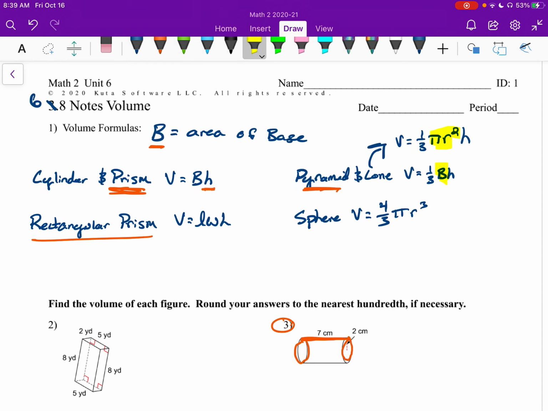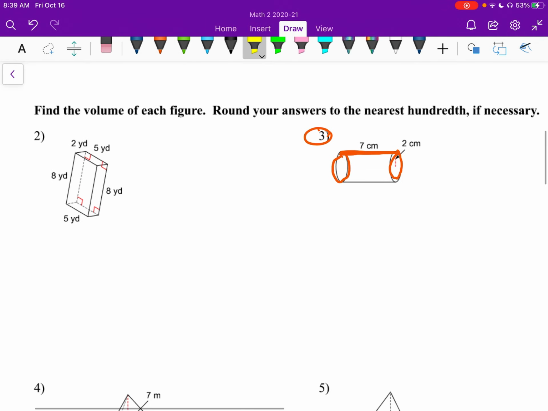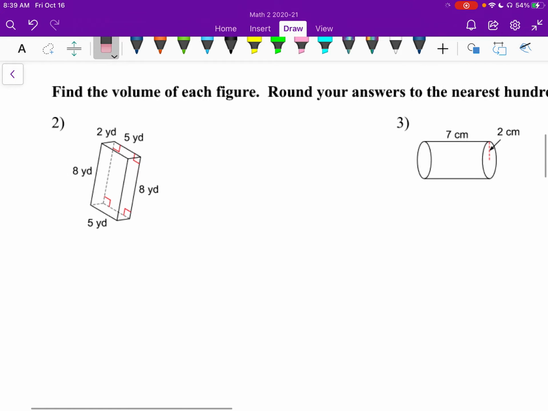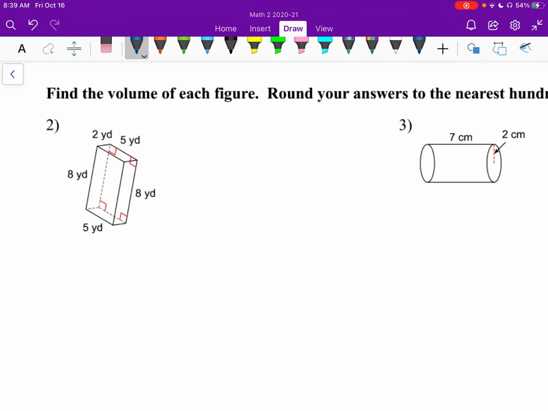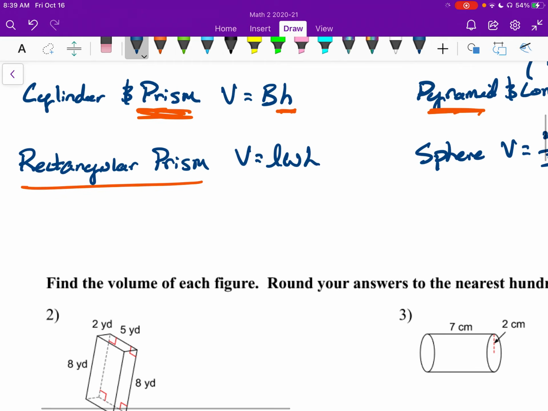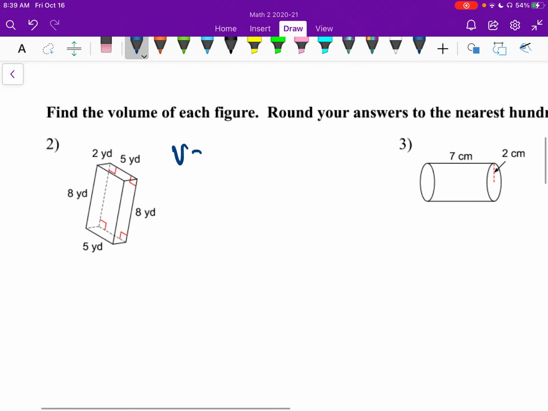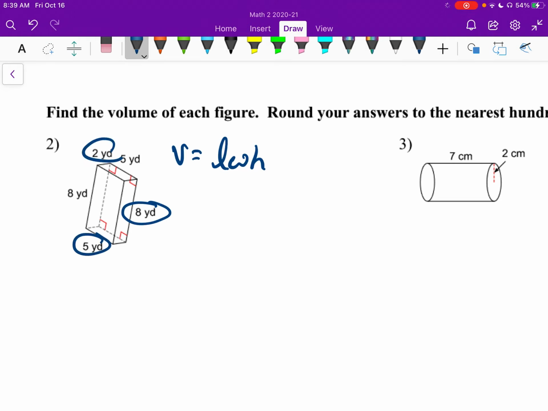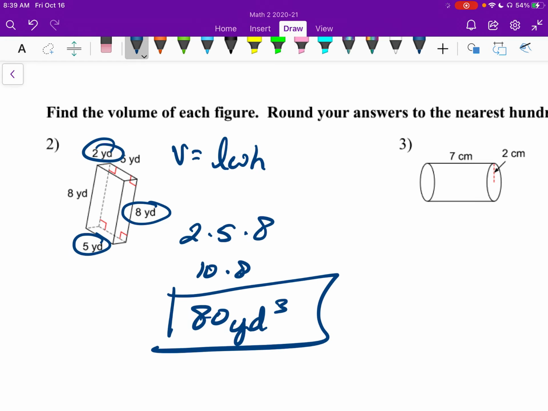All right, so let's start off looking at number 2. Find the volume of each figure, round your answer to the nearest hundredth. That is 2 decimal spots. Well, this is a rectangular prism. There are different ways we can do it, but I'm going to use the shortcut way. The volume is length times width times height. So now we need to find our 3 different numbers. Here's 1, here's 2, and here's 3. So we're going to say 2 times 5 times 8. That's 10 times 8, which is 80. And we got yards cubed. There we are.